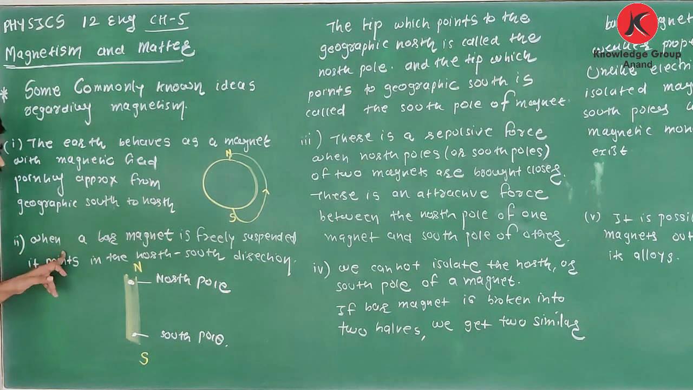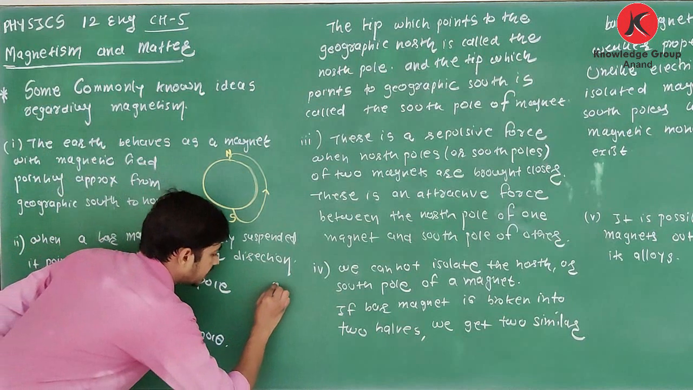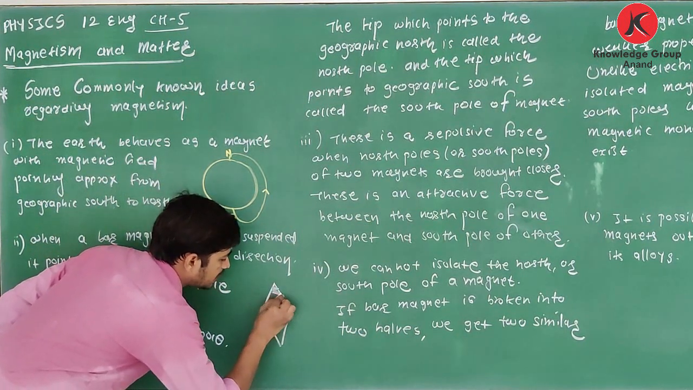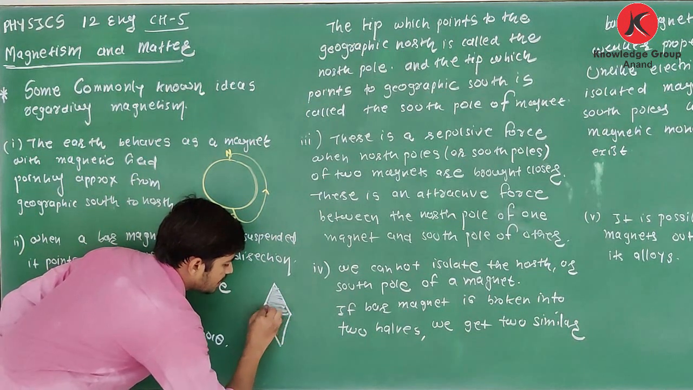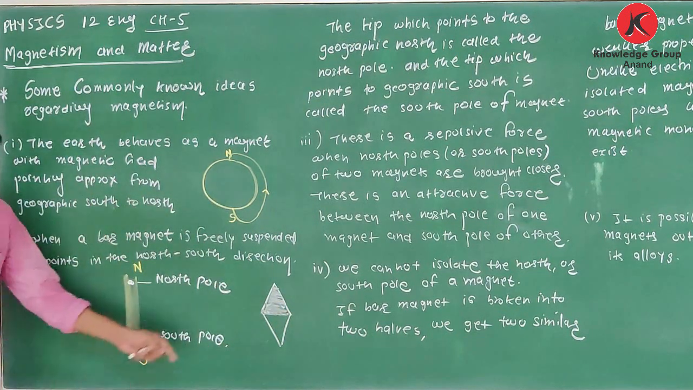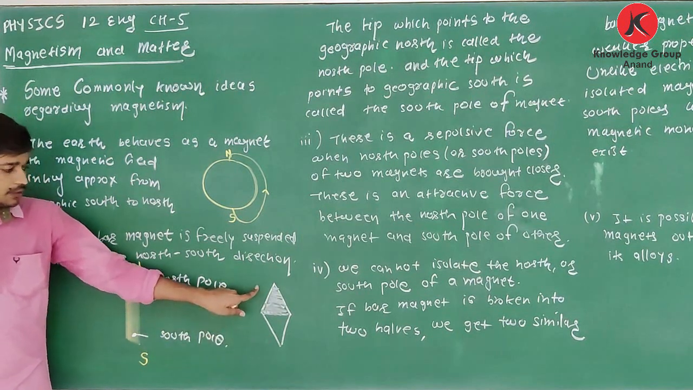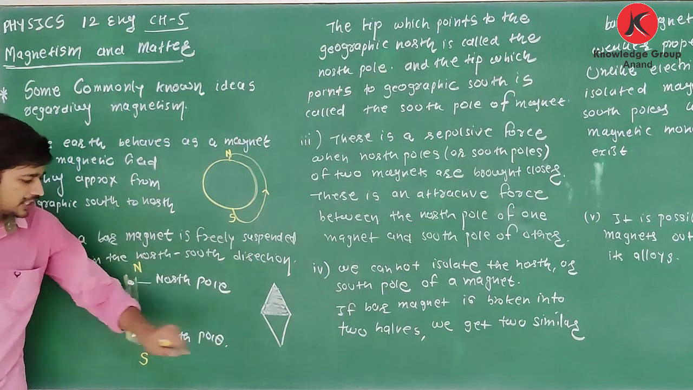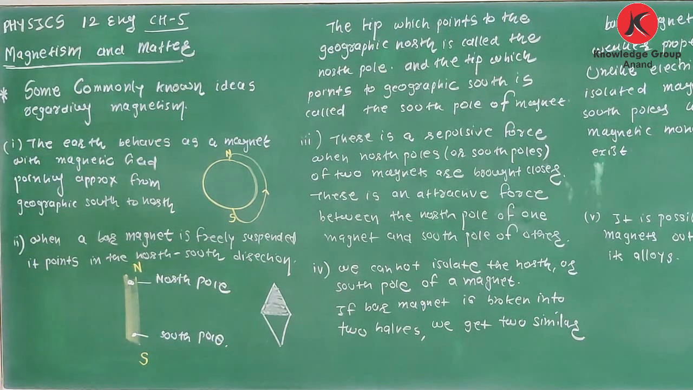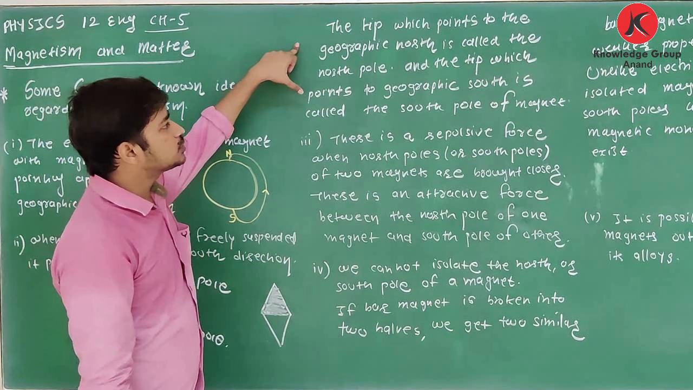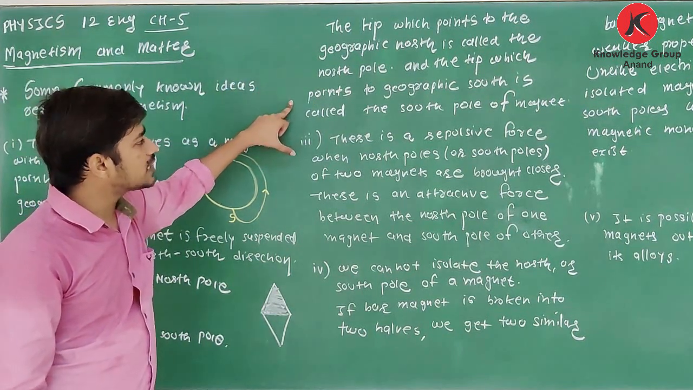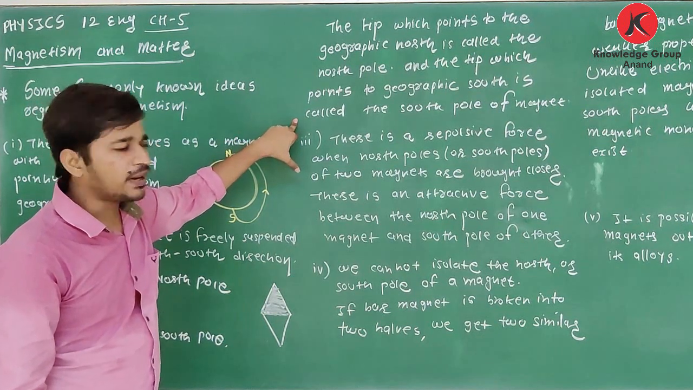So whenever we have a bar magnet or magnetic needle like this, suspended freely, it points in the north-south direction. Clear about this? The tip which points to the geographic north is called the North Pole, and the tip which points to the geographic south is called the South Pole of the magnet.